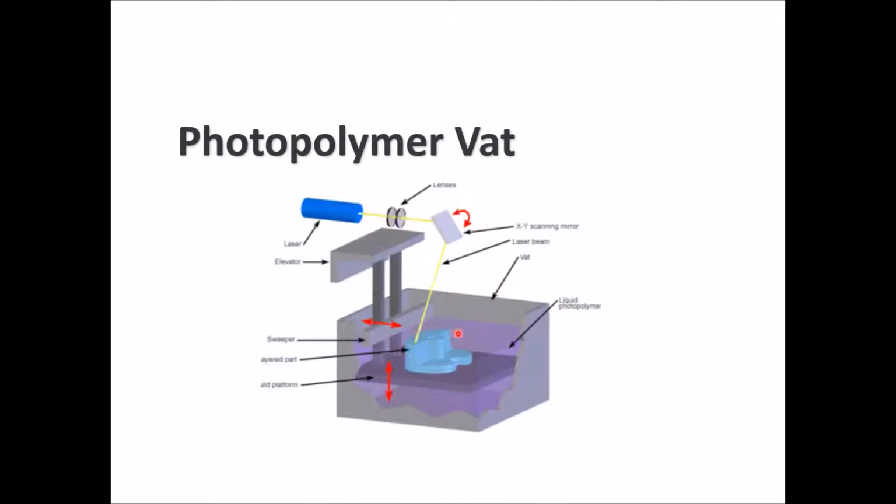Then you have the liquid photopolymer here, and you have the vat container in here, and that's the laser beam. So the laser will form the object needed, and the photopolymer will solidify, the base will go down to be ready for the new layer to be formed.